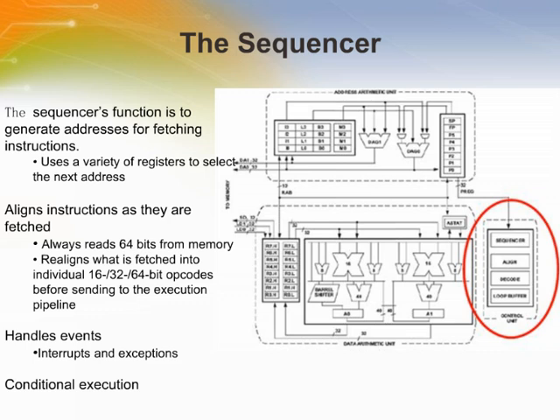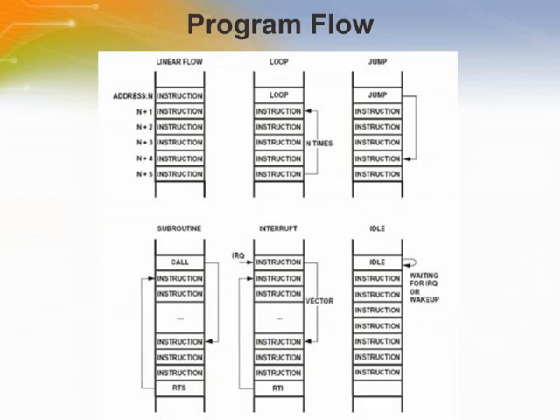The sequencer always fetches 64 bits at a time from memory, but there are different size opcodes, so it realigns 16, 32, or 64-bit opcodes before sending them to the rest of the execution pipeline. The sequencer is also responsible for handling events. Events could be interrupts or exceptions, and we'll talk about that shortly. Also, any conditional instruction execution is handled by the sequencer.